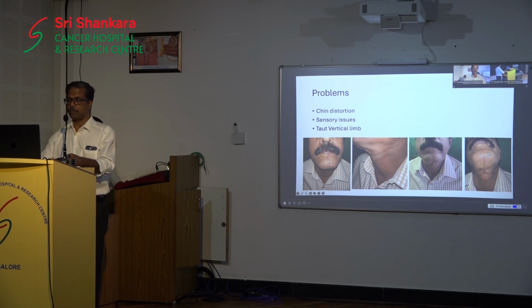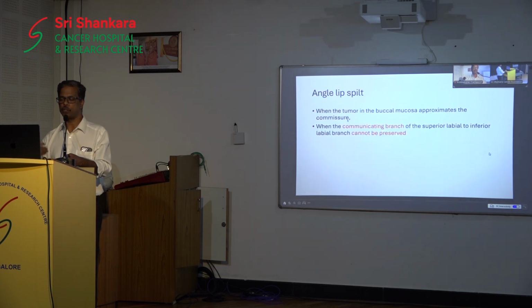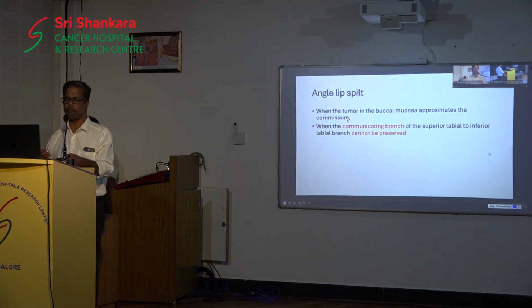Coming to angle lip split, when we do an angle versus midline lip split. When the tumor is in the buccal mucosa, approximating the commissure, and when the communicating branch of the superior labial to the inferior labial artery cannot be preserved, we use angle lip split. I'll repeat: when the tumor involves the buccal mucosa and is approximating the commissure, and the communicating branch cannot be preserved, we use angle lip split.